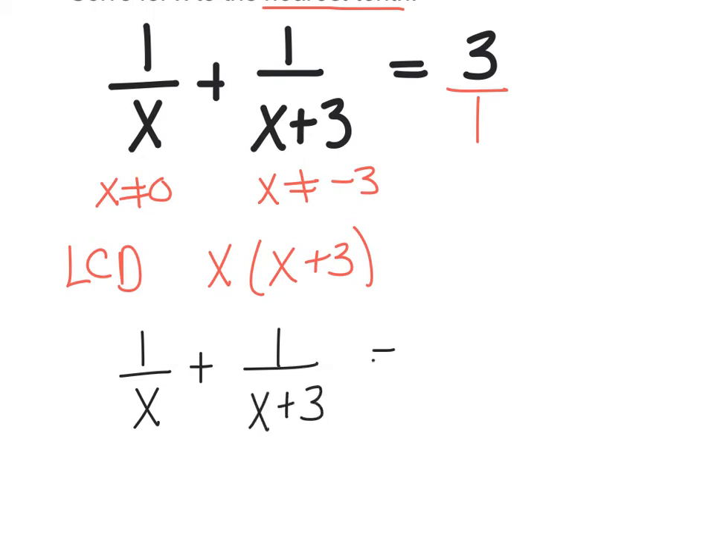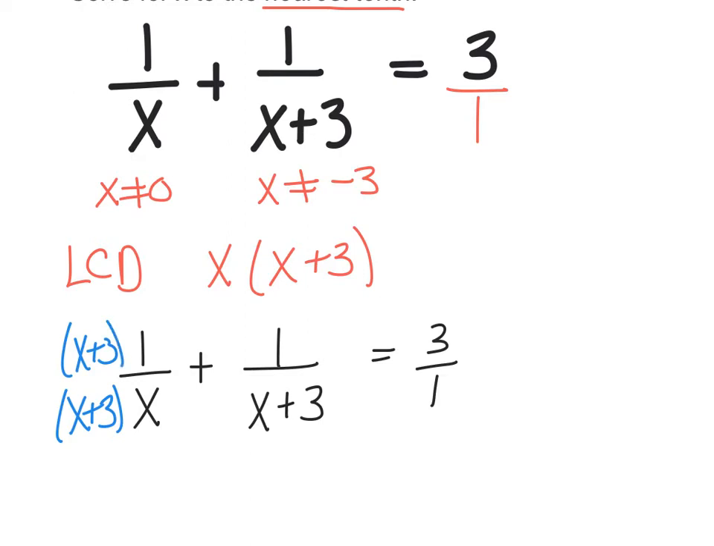So I like to rewrite it. I like to keep things nice and neat. I'm going to go through and multiply each term so they have the same common denominator. So again, this bear has an x. It needs to be multiplied by the x plus 3, top and bottom.